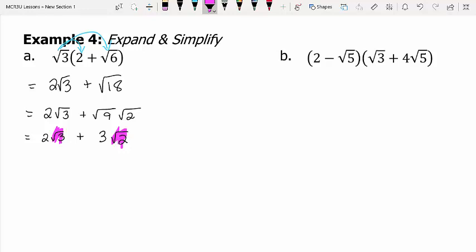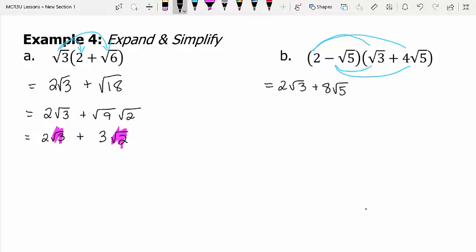Okay, part B, we're going to use FOIL to solve this. So we're going to do 2 times root 3, and then 2 times 4 root 5, negative root 5 times root 3, and negative root 5 times 4 root 5. So 2 root 3, we can't combine those because they're not both radicals, so we just write it as 2 root 3. And then 2 times 4 root 5, we can multiply the numerical coefficients together because they're both just integers. Okay, so that becomes plus 8, and then we have our root 5 there.